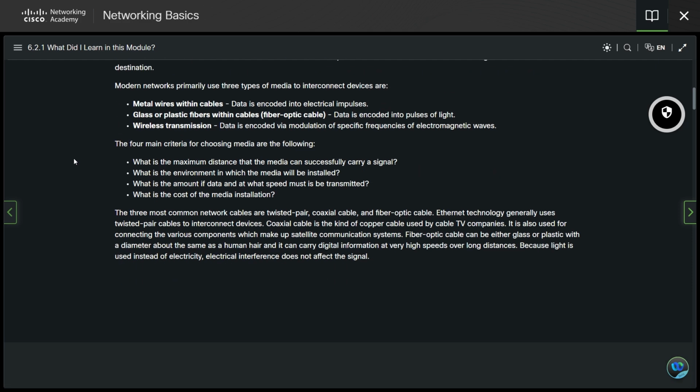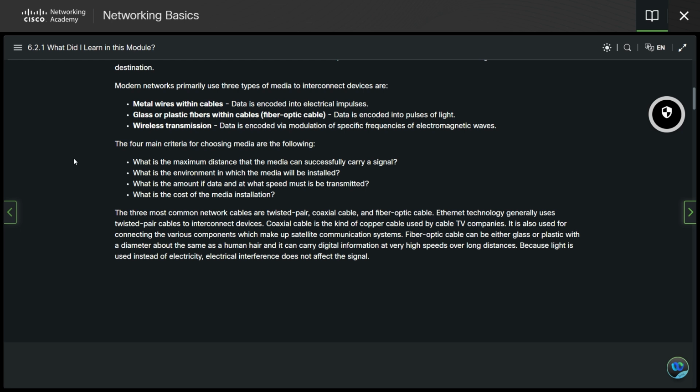The three most common network cables are twisted pair, coaxial cable, and fiber optic cable. Ethernet technology generally uses twisted pair cable to interconnect devices. Coaxial cable is a kind of copper cable used by cable TV companies. It is also used for connecting the various components which make up satellite communication systems.